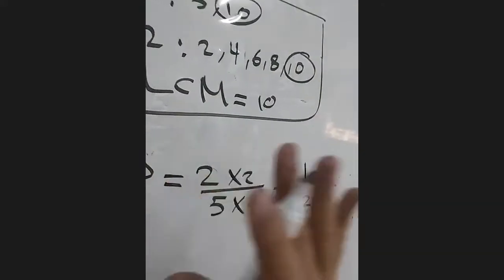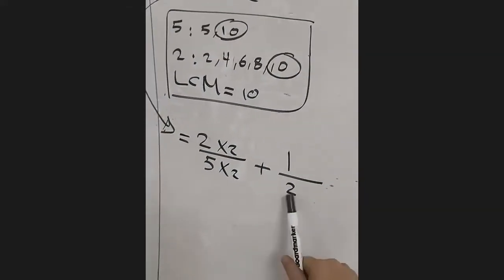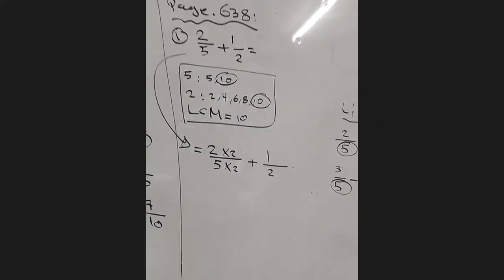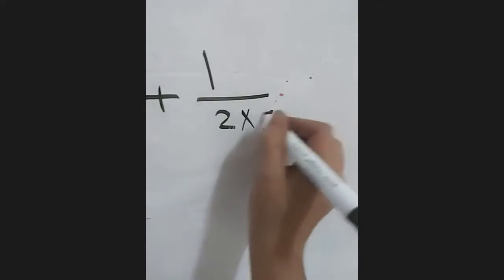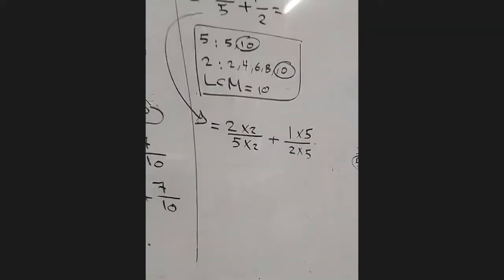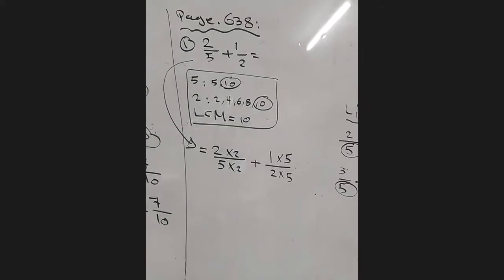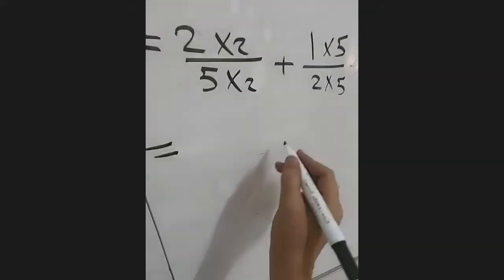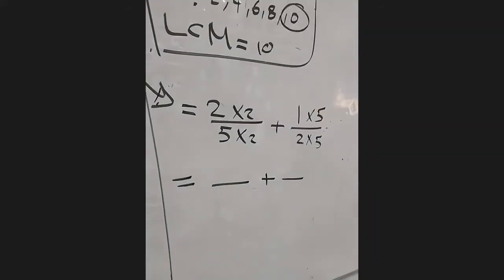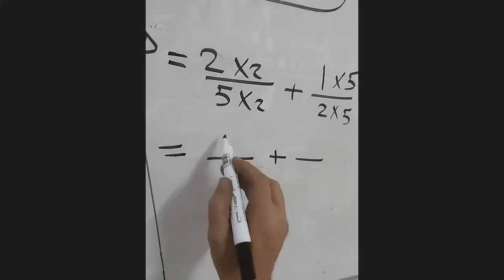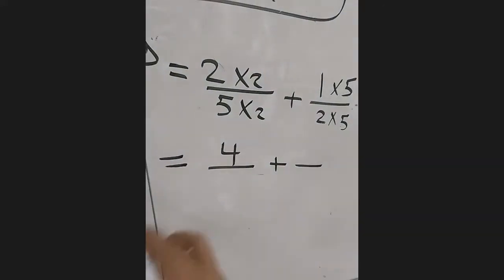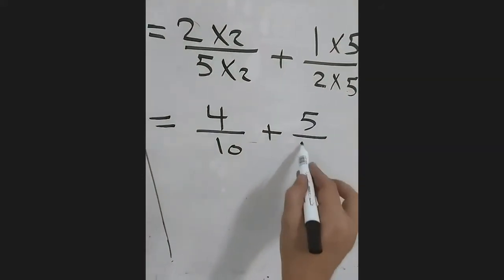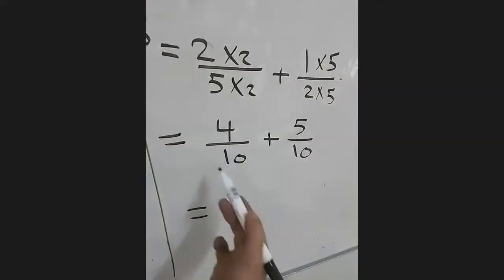Let's do the multiplying first. Now, how does the 2 become 10? 2 multiplied by 5, up and down. So I'll multiply up and down by what? 5. Do you understand? Yes. Now equal, we find the answers of the multiplications. 2 by 2 equals 4 over 10. And here, 5 over 10. Good.